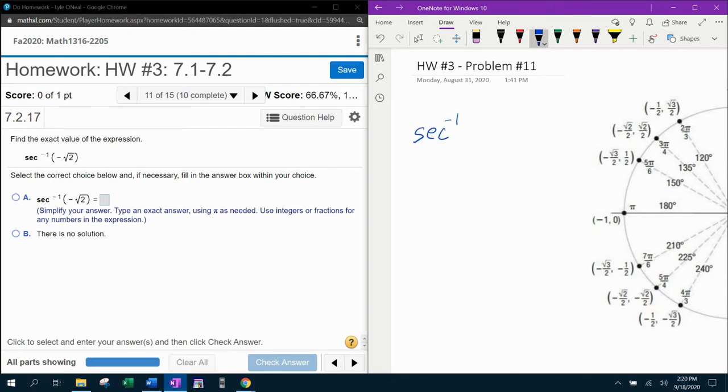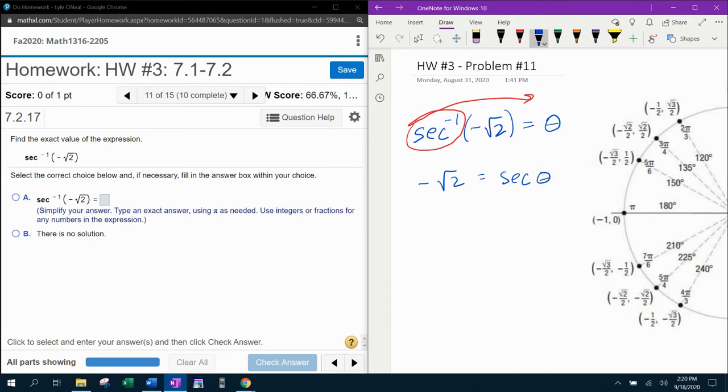So just to remind you real quick that an inverse trig function produces an angle. So if we have the inverse secant of negative square root of 2, that's going to be equal to some theta. And then I'm going to bring the inverse secant to the other side, and that's going to turn that back into regular secant.